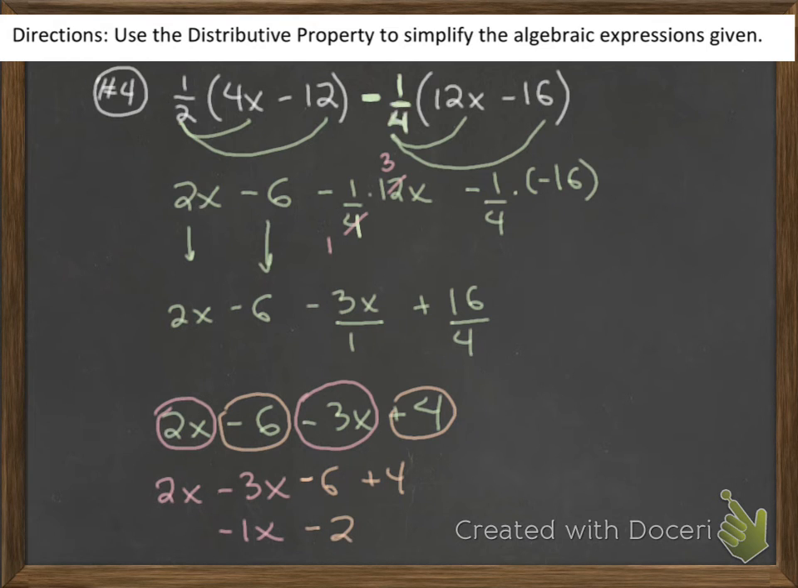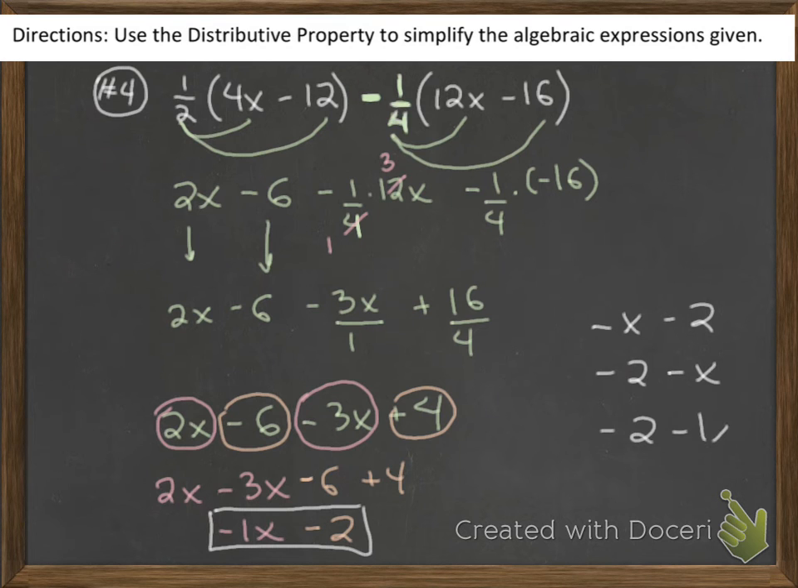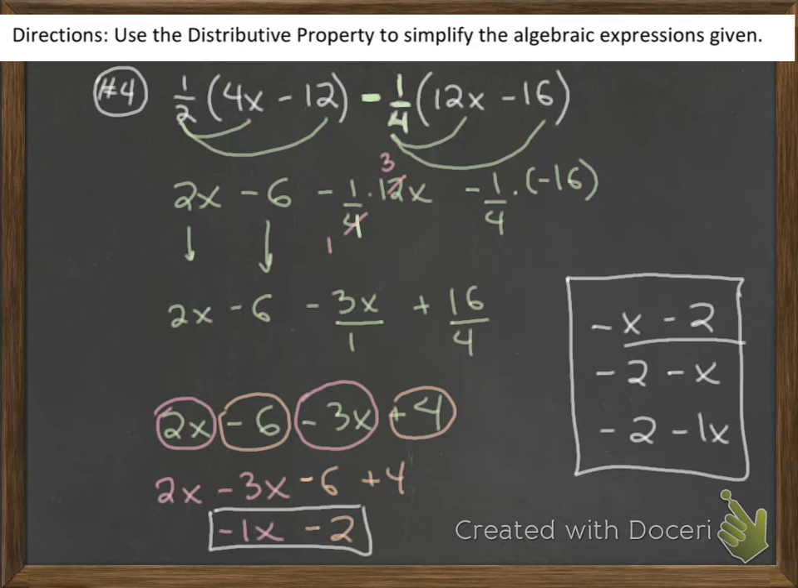So the correct answer is negative 1x minus 2. You could also write it as negative x minus 2. You could also write it as negative 2 minus x. You could also write it as negative 2 minus 1x. Again, all of these are correct answers. You can pick any one of those and get full credit for them.